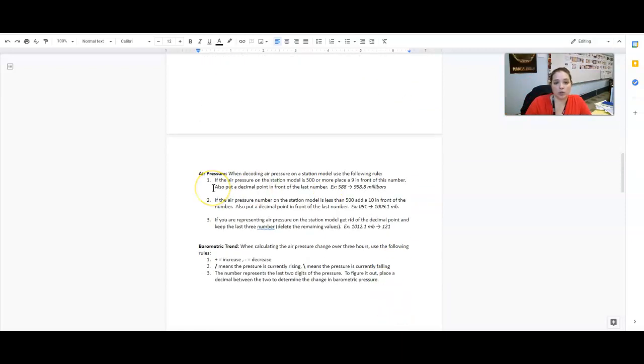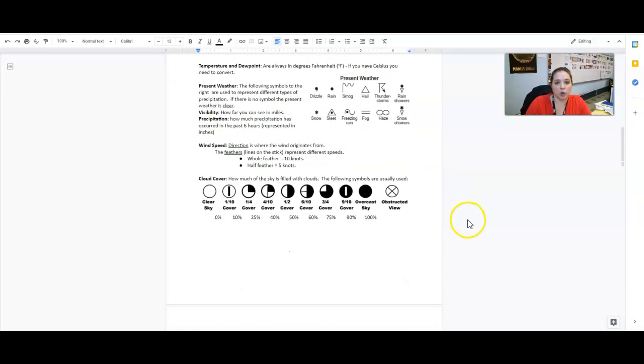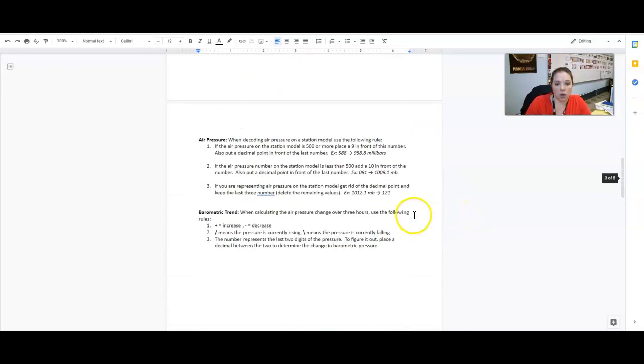Next you have air pressure. This is where that encoding and decoding came into the lesson last Tuesday. So right here is your barometric pressure. Remember, it gives you the 3-digit code. You have to decode that, which means you're going to either add the 9 or the 10, depending on what number is the first of the three numbers. And make sure you put a decimal in between the last two numbers.